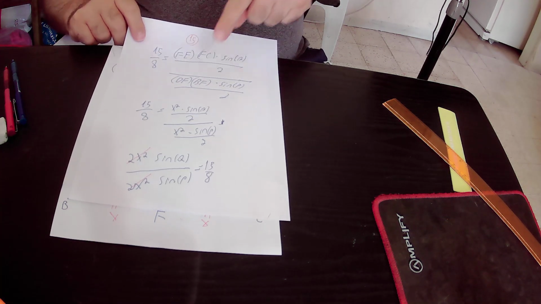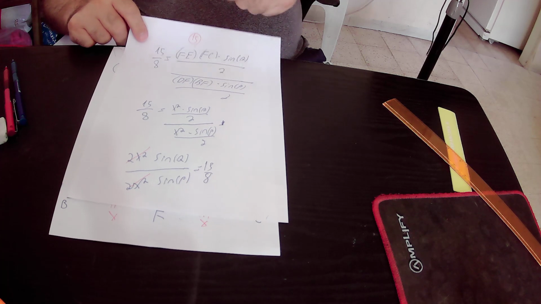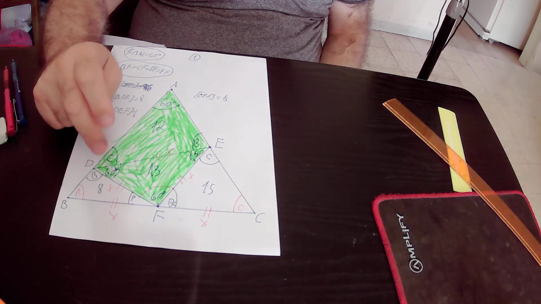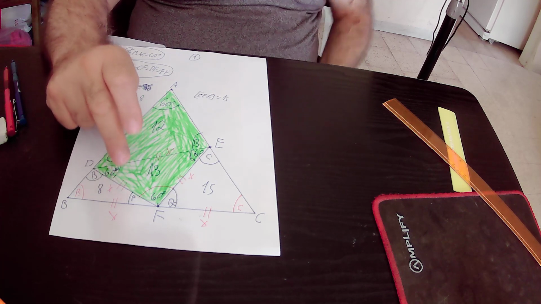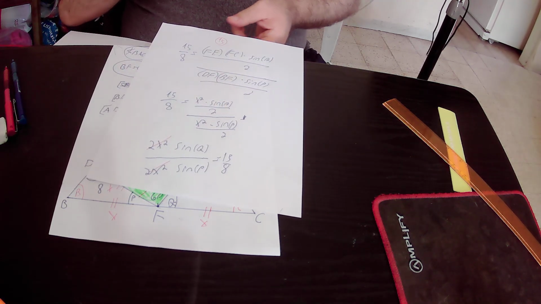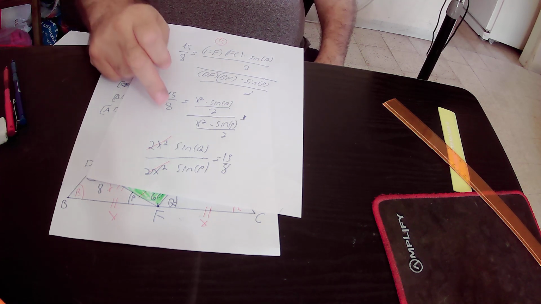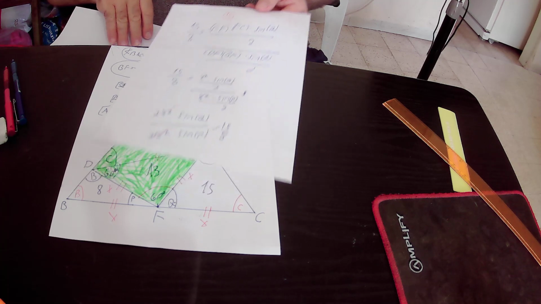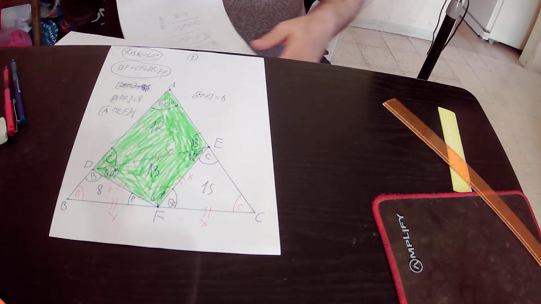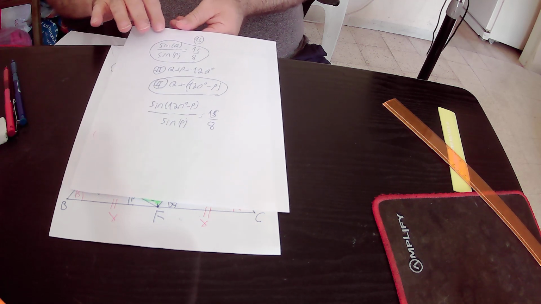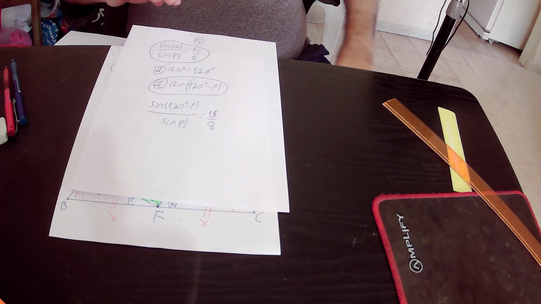Okay, it equals x squared times sine q over 2, and the area of the small triangle equals x squared times sine p over 2. Here 2x squared is cancelled, and we found out that sine q over sine p equals 15 over 8.